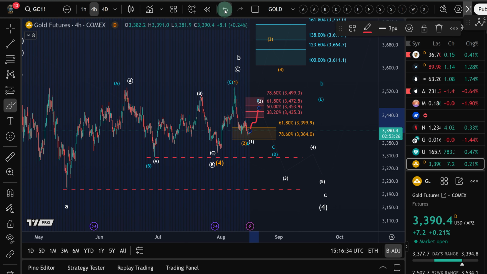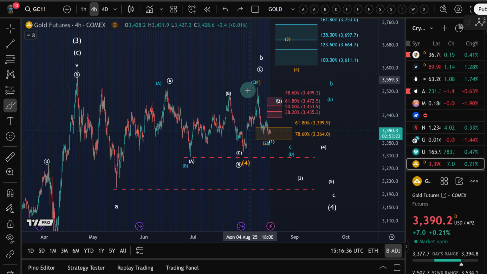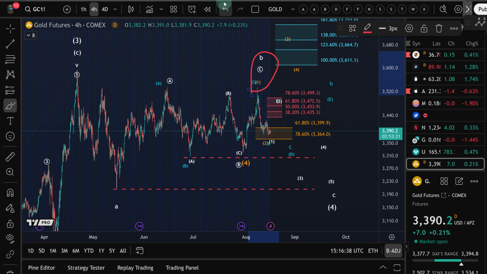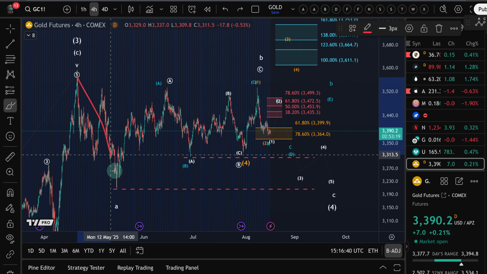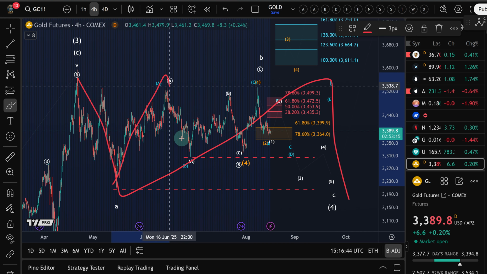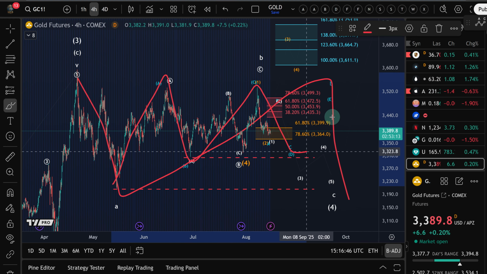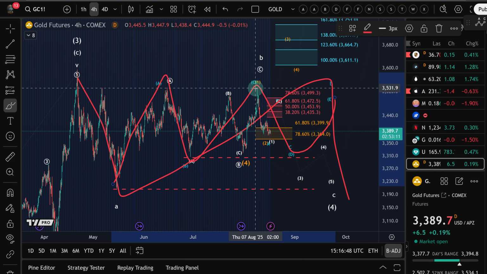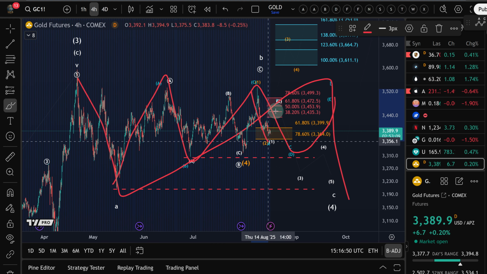That becomes more likely. In the blue count, that B wave, which I don't like where it is, that B wave could be a triangle. A, B wave triangle, C wave. And the triangle is A, B, C, D, E. And the D wave itself, and this is where it's getting super complex, an ABC structure.